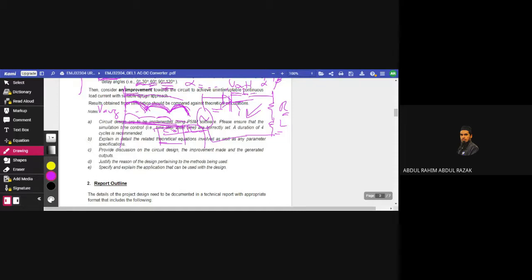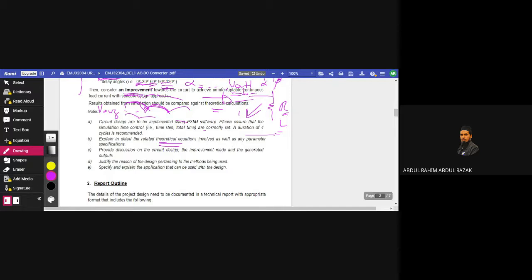So the circuit design is to be implemented using PCM software. Please ensure that the simulation time controls are correctly set for 4 cycles for the presentation. For presentation, just produce 4 cycles. But for simulation, you can use any kind of setting. The longer, the better. Explain in detail the related theoretical equations involved. So when you write your formula, please explain where possible.